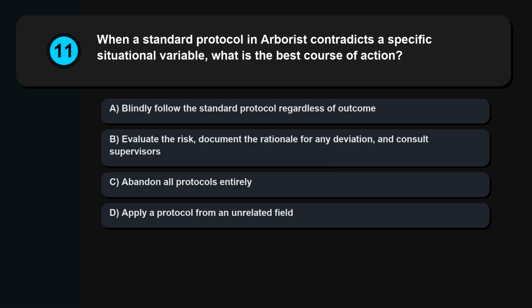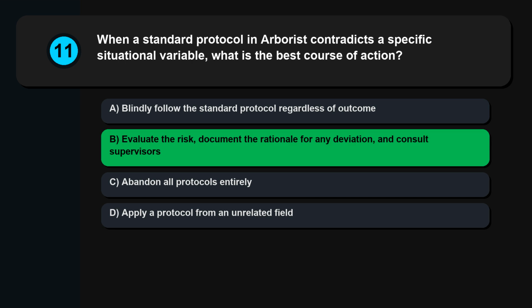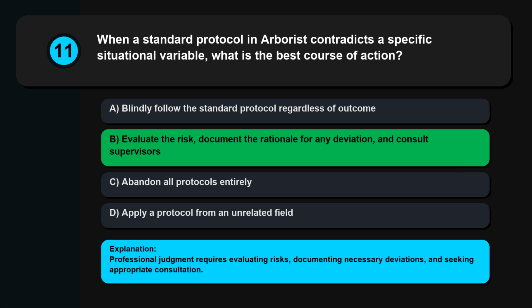Question 11. When a standard protocol in arborist contradicts a specific situational variable, what is the best course of action? Blindly follow the standard protocol regardless of outcome. Evaluate the risk, document the rationale for any deviation, and consult supervisors. Abandon all protocols entirely. Apply a protocol from an unrelated field. Professional judgment requires evaluating risks, documenting necessary deviations, and seeking appropriate consultation.